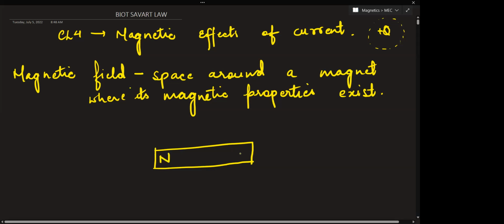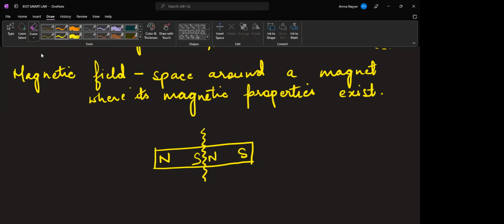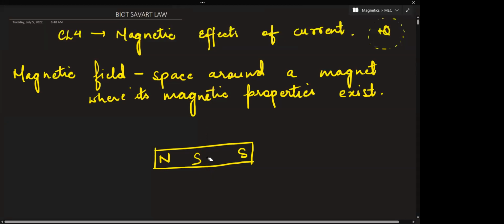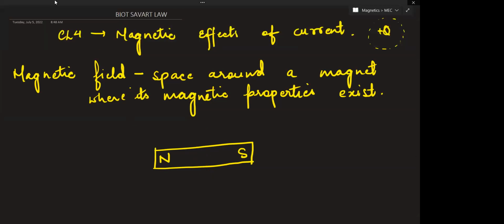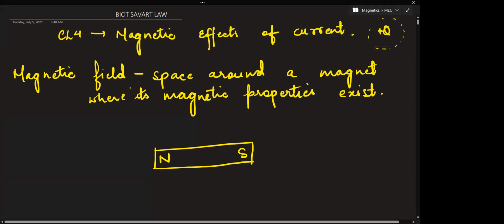Like if this is a north pole, this is a south pole of a magnet. Even if I cut it from the middle, this part will develop south polarity and this part will develop north polarity. Monopoles will never exist. It will always have a northern end and a southern end. That is always fixed. So no need to write this. So if this is the north pole, this is the south pole.